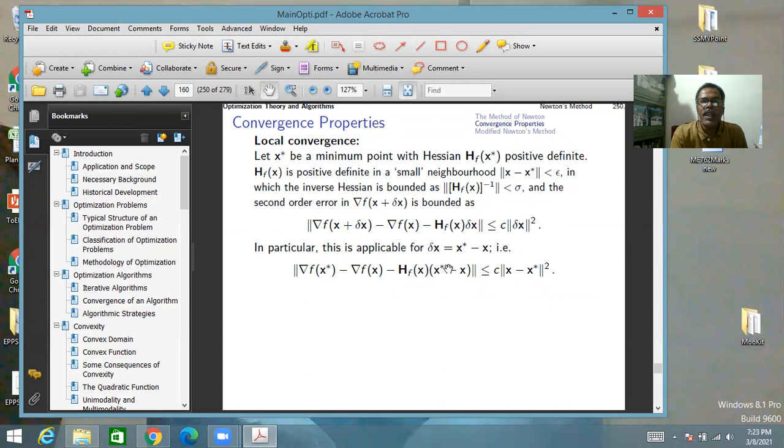So if you put x star minus x in place of delta x here, then we will get x plus x star minus x. So x and minus x go off, and we get grad f at x star minus grad f at x minus H of x into x star minus x, is equal to, or rather less than or equal to, c times this square.